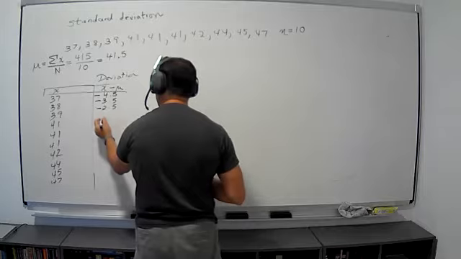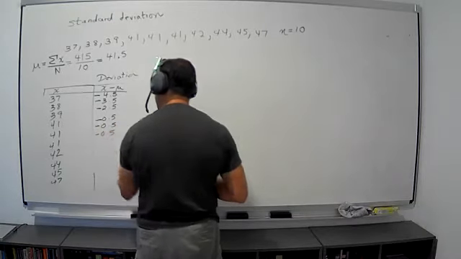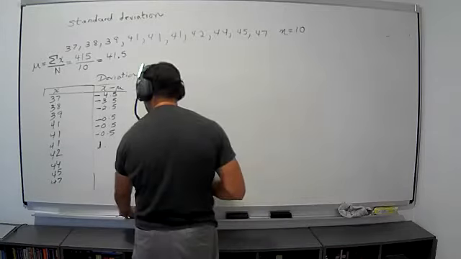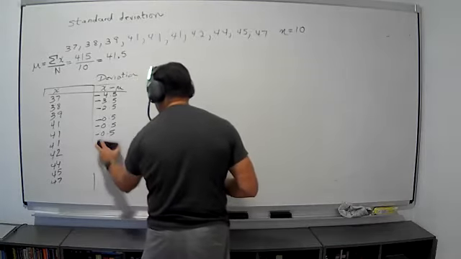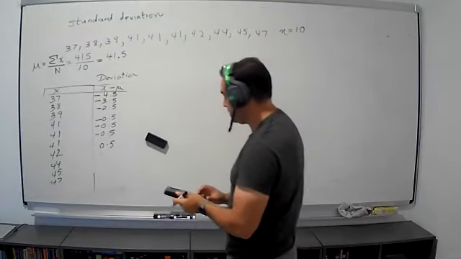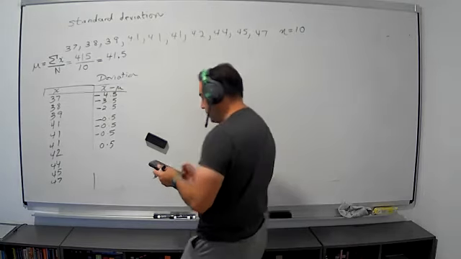And the next one? Negative 0.5, I believe. Yes. And the next one? Negative 0.5. And the next one? Negative 0.5. And the next one? 1.5. Or just 0.5? No, it's just 0.5. Okay, I was right. 0.5. And the next one? 1.5.